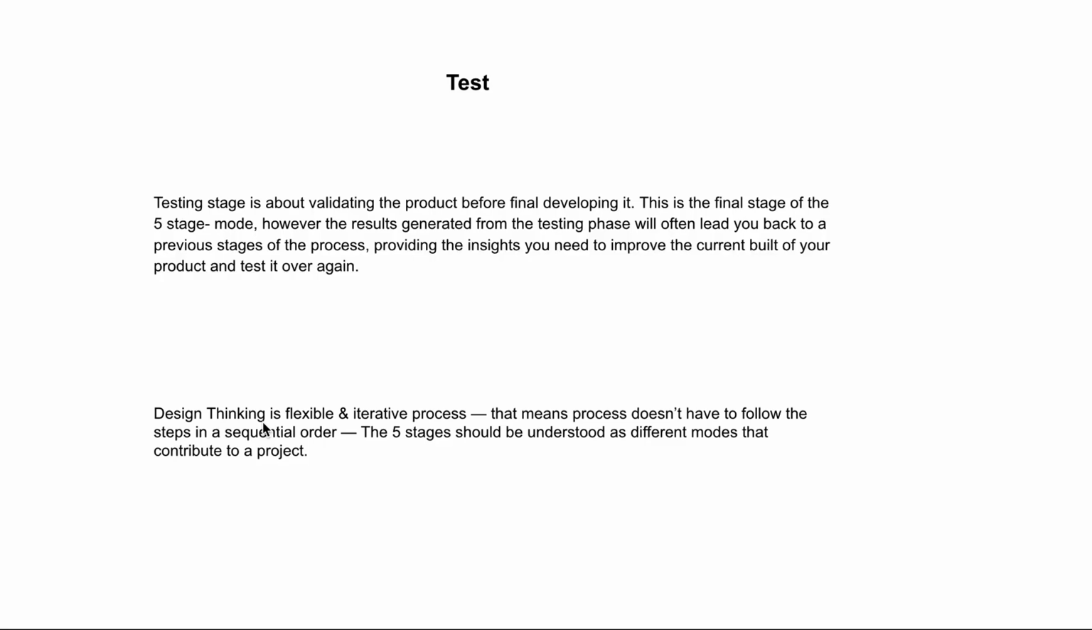Design thinking is a flexible and iterative process. This means that the process doesn't have to follow the steps in a sequential order. The 5 stages should be understood as different modes that contribute to a product.